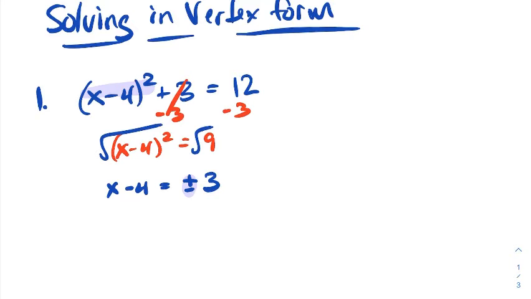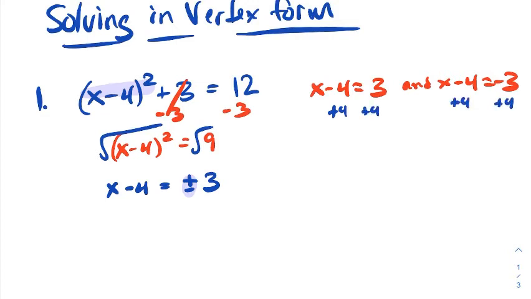Now that we have both equations set, we solve them. So we have x minus 4 equals our positive 3, and x minus 4 equals our negative 3. We take one more step by solving. We add 4 to both sides in both equations, and we end up with x equals 7 and x equals 1.